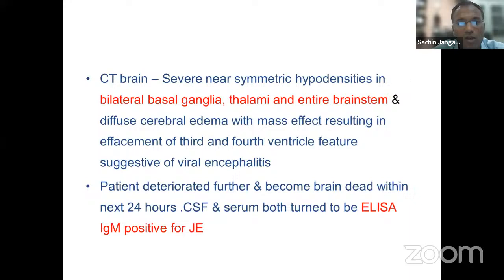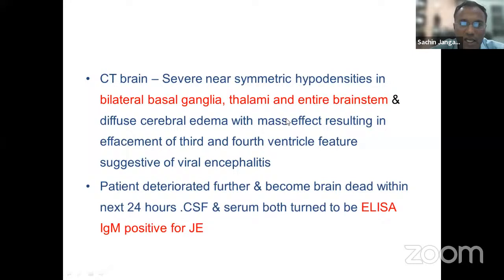Patient CT was suggested after stabilization. CT was done, which was suggestive of severe near symmetric hypodensities in the bilateral basal ganglia, thalami, and entire brainstem, and there was diffuse cerebral edema with mass effect, resulting in the effacement of the third and fourth ventricle. These features were suggestive of viral encephalitis. This patient deteriorated further and became brain dead within 24 hours, in spite of all the management.